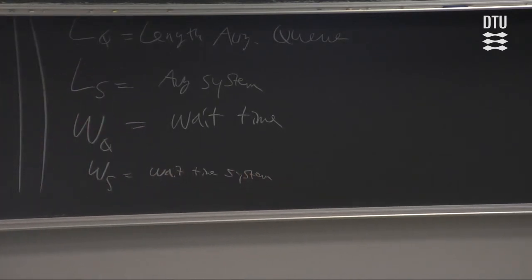So we have those 4 basic measures. How long are we waiting in the queue? How long are we taking to go through the whole system? How many items are in the queue? And how many items are in the whole system? Why do we care about these measures? Why do we care?